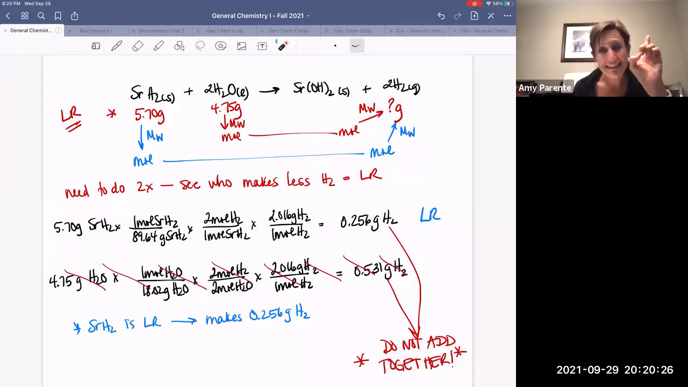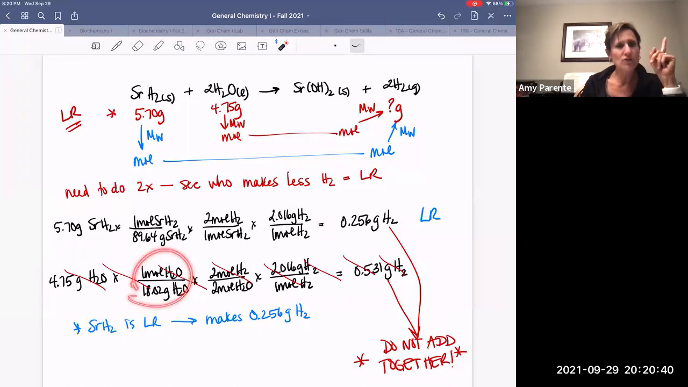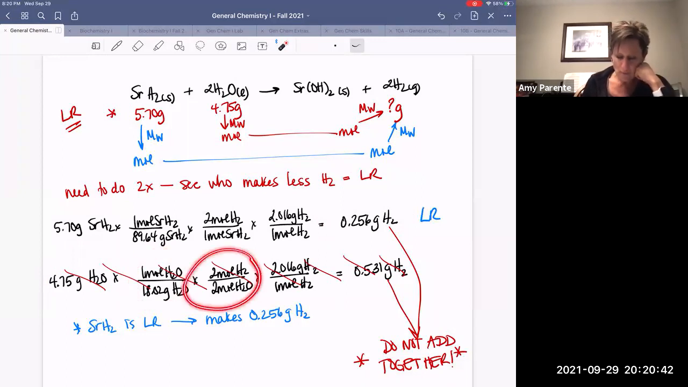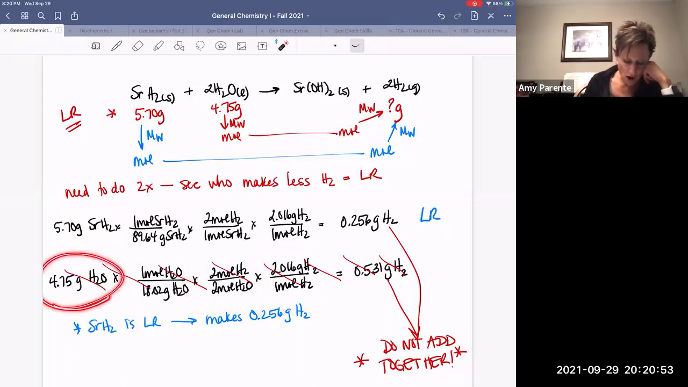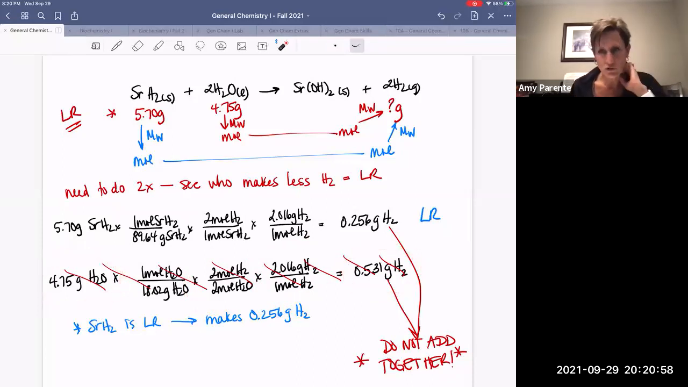Now I need to do the exact same calculation with water. I'll talk in a minute about why I crossed off this calculation in red. You need to do both of these calculations. So I've got a mass of water that I convert to moles of water using molecular weight. I use my balanced chemical equation to change who I'm talking about. And then I convert moles of H2 gas to grams of H2 gas. Now, if I had this much water to start with, I could make this many grams of hydrogen gas.